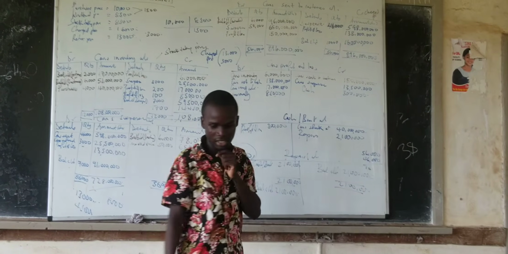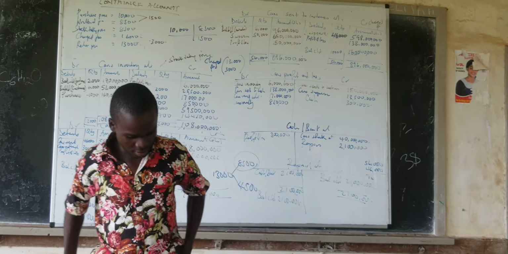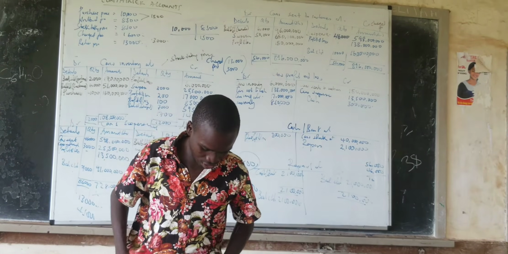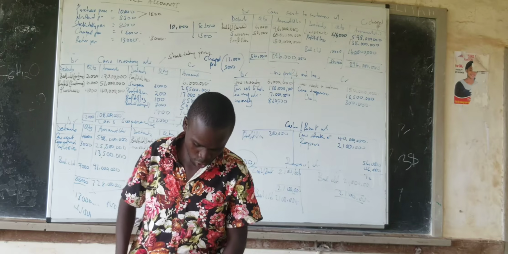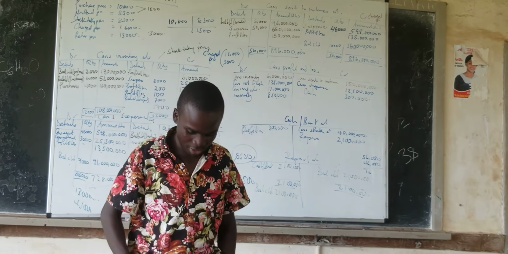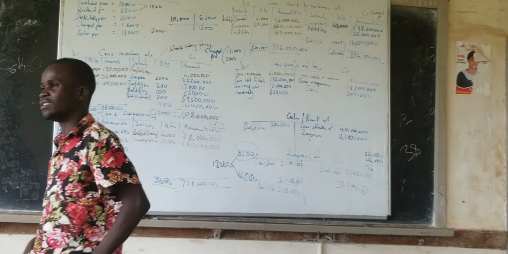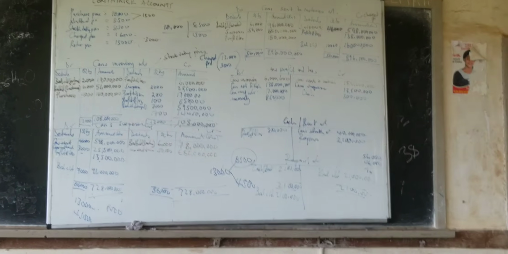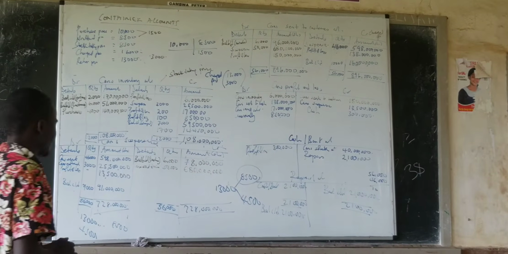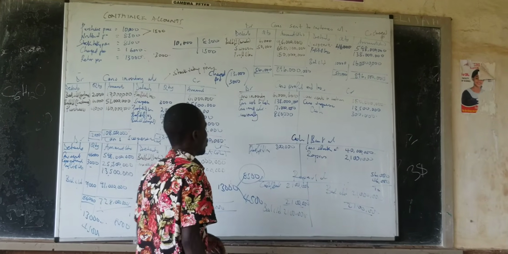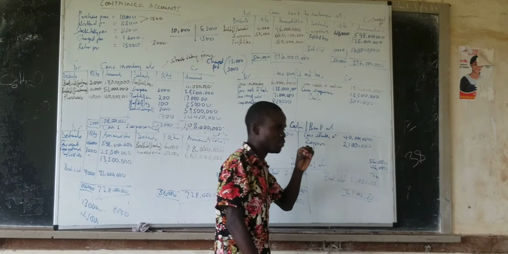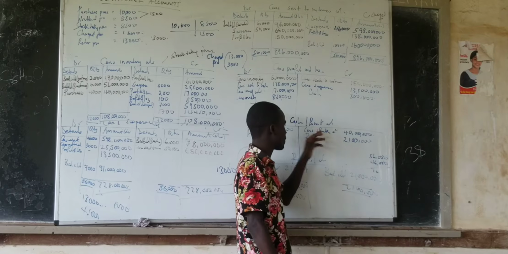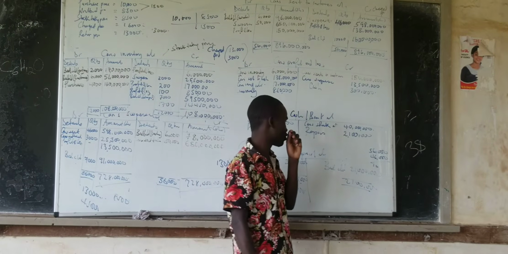Then shillings 21,000 had been spent on repairing some slightly damaged cans. Meaning we spent that amount of money in repairing the slightly damaged cans. Meaning this money, in form of either cash or bank, is going to reduce.